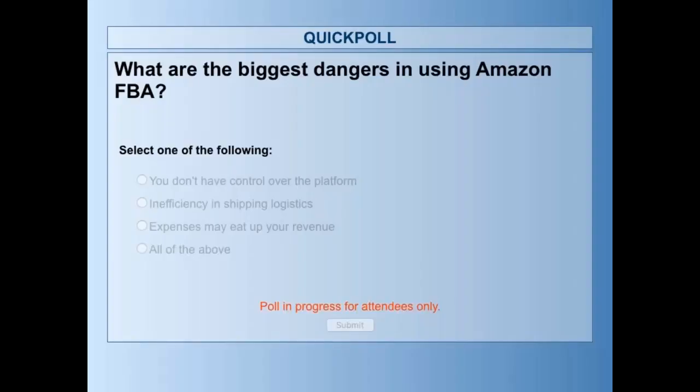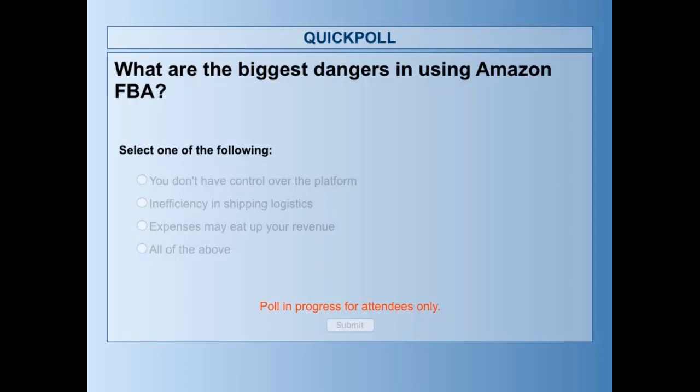So without any additional questions from the audience, I want to jump into the last poll question, which is coming up now. It's asking, what are the biggest dangers in using Amazon FBA? Not necessarily what we've been talking about for the last 5 minutes or so, but definitely relatable here. The options are, of course, that you don't have control. There's an argument to say that there's inefficiency in the shipping and logistics side of things, partly, I'm sure, because of a lack of control. It's pretty clear based on that fee slide that there are expenses that may eat up your revenue. And then, of course, the option for those who are indecisive is all of the above.